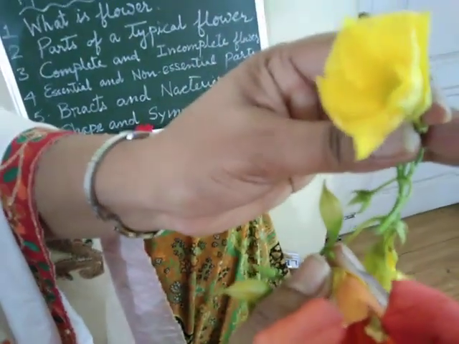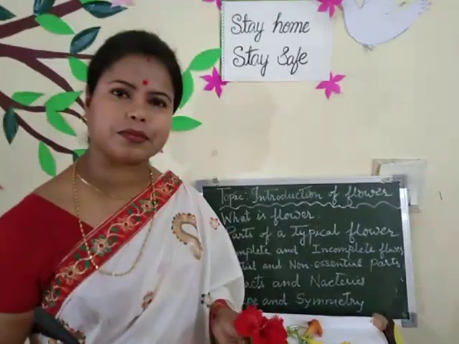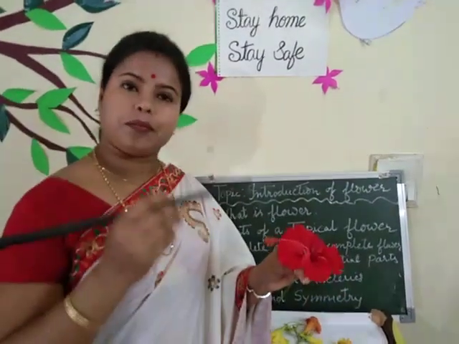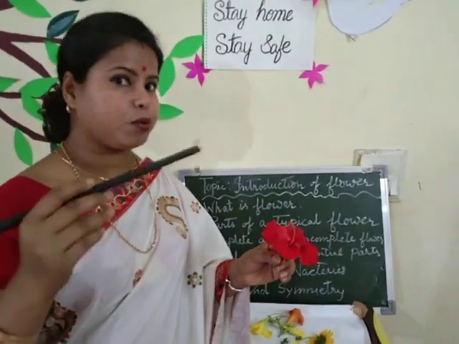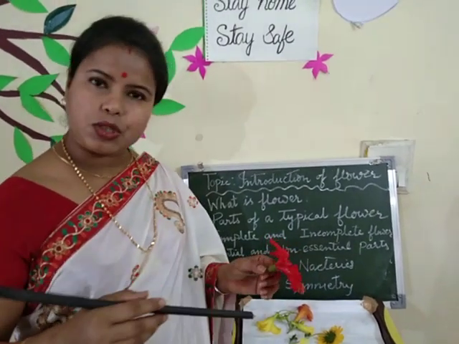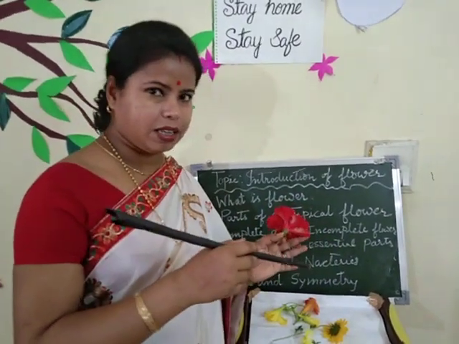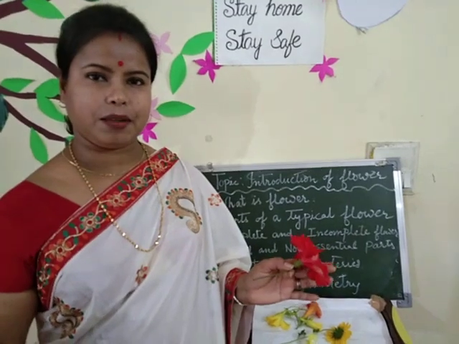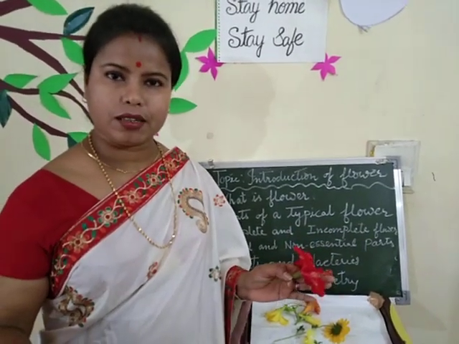But in some flowers, only the female part is present. The flower where both male and female parts are present is called a complete flower. And sometimes when the male part is in one flower and the female part is in another flower, that is called an incomplete flower, right?